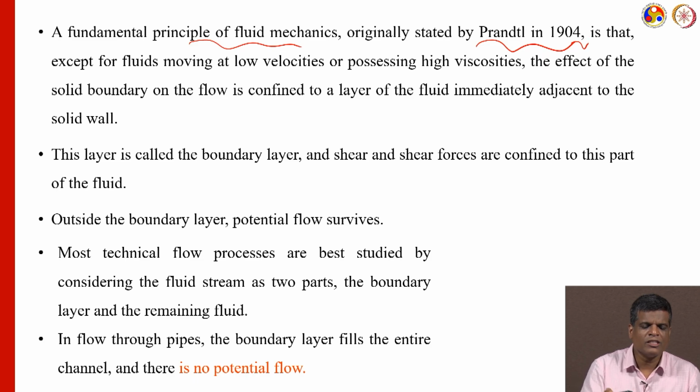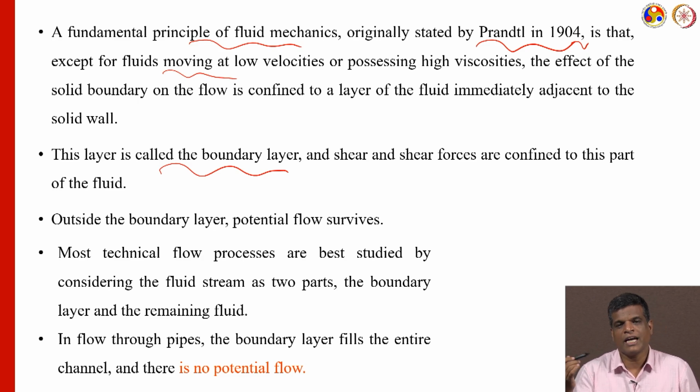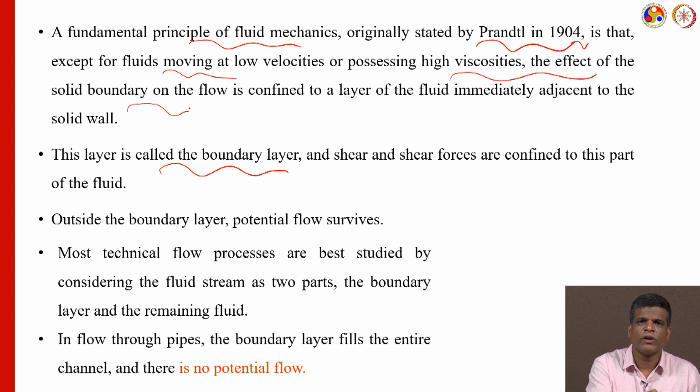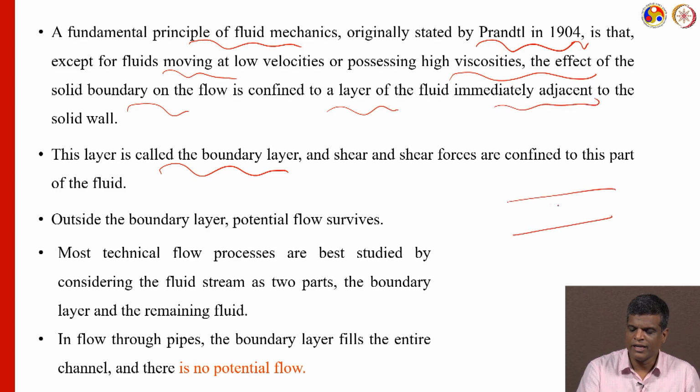So, what is the boundary layer? For fluids moving at a low velocity or high viscosity, because whenever the viscosity is high the velocity should be low, and when velocity is high the viscosity is low. With high viscosity, the effect of the solid boundary on the flow is confined to a layer of fluid immediately adjacent to the solid wall. Near the solid wall, we always call this a boundary layer. Outside the boundary layer, the potential flow survives.